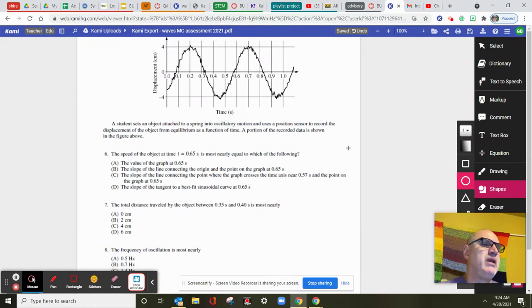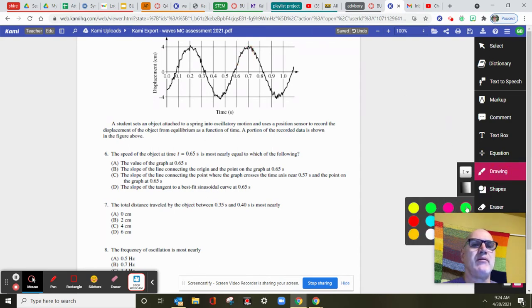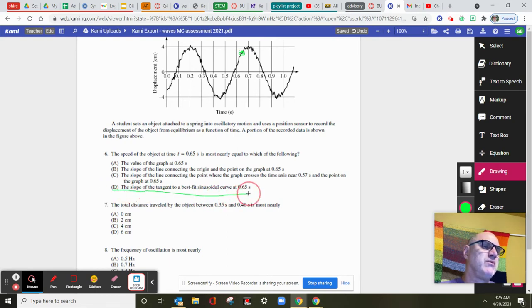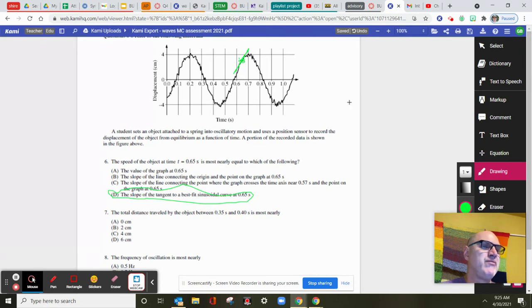All right, number 6, the speed at 0.65, which is right here. And probably the drawing tool would be better for that. 0.65 is right here. So how do you find the speed of something on a slopey graph like this? The instantaneous speed at that time is equal to the slope of the tangent line. So you draw a straight line right here and measure the slope of that line, and that's the speed at that point.